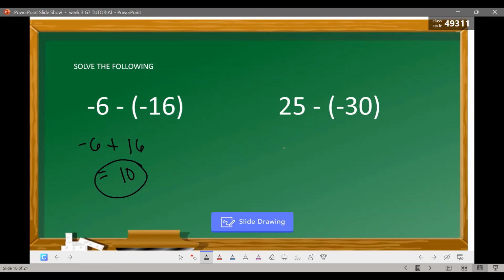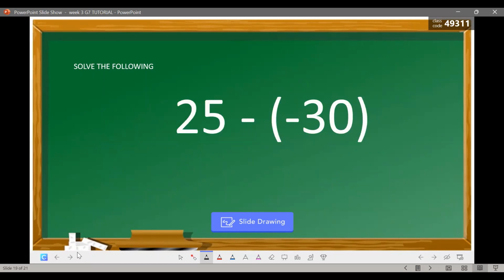So we have 25 minus negative 30. Okay, so copy the 25, then change the operation to addition, and then change the sign of the subtrahend from negative 30 to positive 30. So we have 25 plus 30, that is 55. Okay? Then next. Okay, same given. But what if this is negative? Okay. What if this is negative?